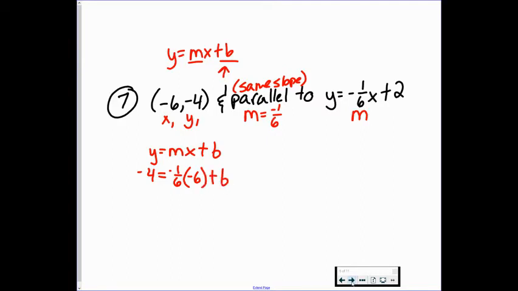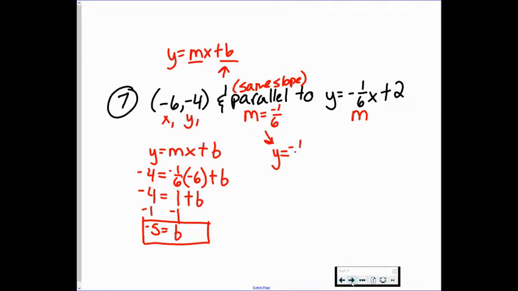Now we're going to solve for b. -1/6 times -6 is +1 plus b. Subtract 1 from both sides. So -5 equals b. Now I know b and I know m. We can use that to write our equation: y equals -1/6x minus 5. That's the equation of a line parallel to the line that's given to us. How we know that they are parallel is that their slopes are the same.